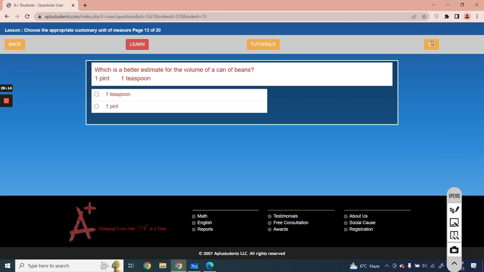Which is a better estimate for the volume of a can of beans? 1 pint or 1 teaspoon? Which option is the correct one? Can of beans, it would be 1 pint, because teaspoon is too light. Got it?